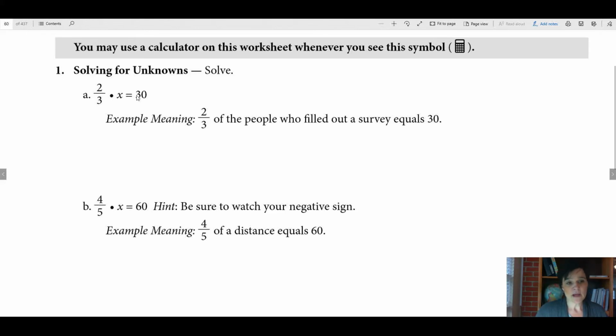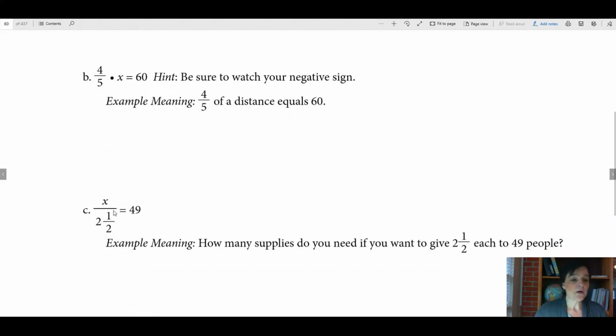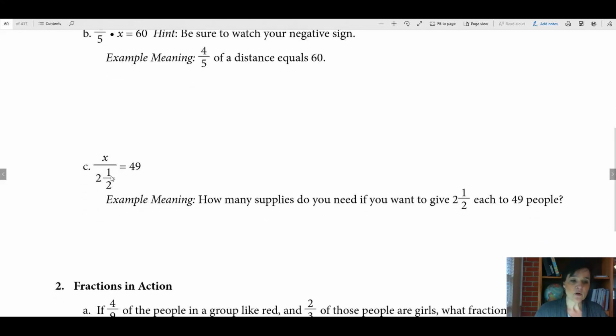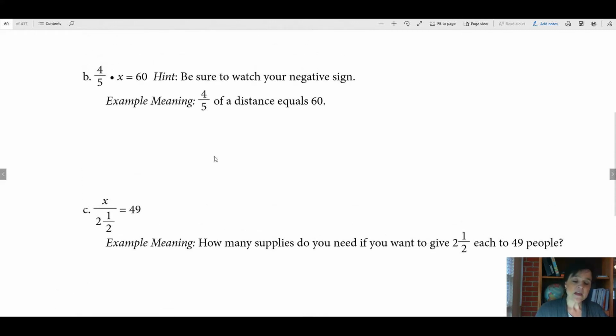And you're just going to do like this one, you'll have to divide both sides by 2/3. Same thing here. This one, you'll multiply both sides. You'll have to change this to a mixed number and then multiply those sides. So these three, A, B, and C, are exactly what we did in the example. So you might want to go back and look if you can't do it.